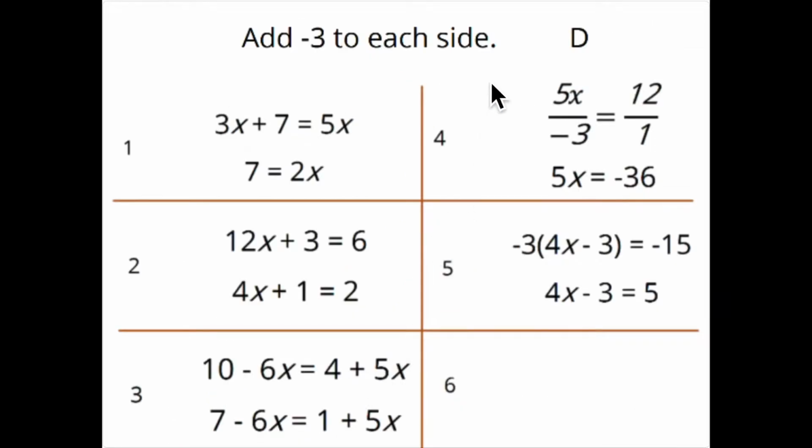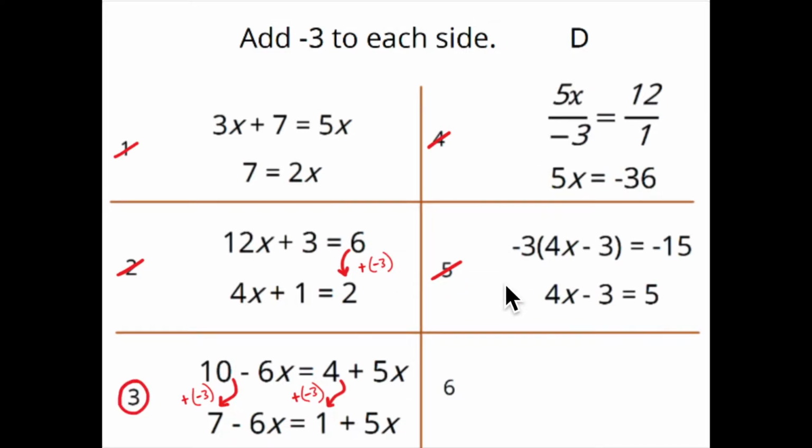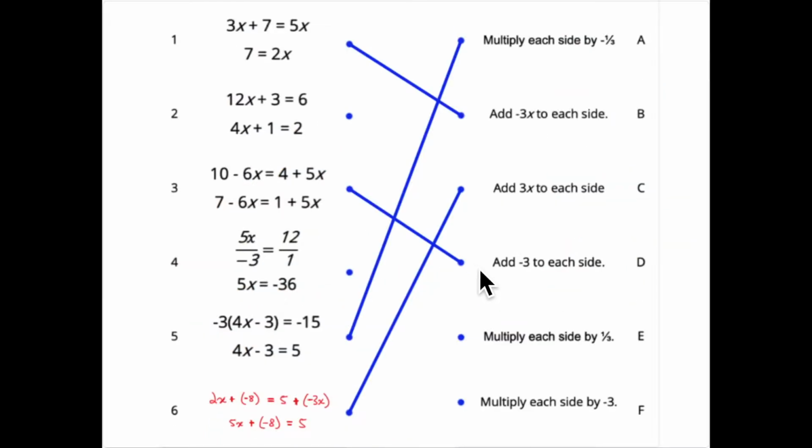Add negative 3 to each side. This is D, and the answer is 3. So if I add negative 3 to 10, that equals 7, and add negative 3 to 4, that equals 1. So you're removing 3 units from each side. Doesn't work for 1, doesn't work for 2. 6 plus negative 3 equals 3, not 2. Doesn't work for 4, does not work for 5. So D matches 3.